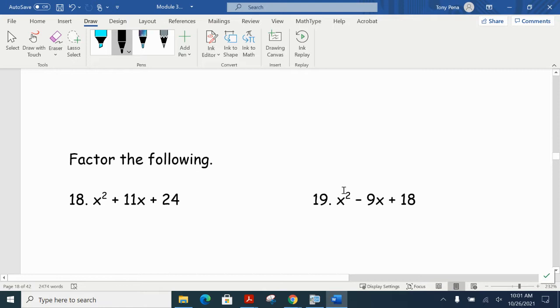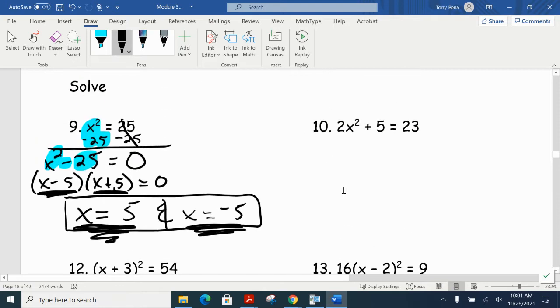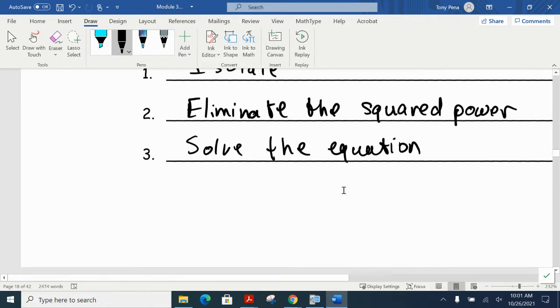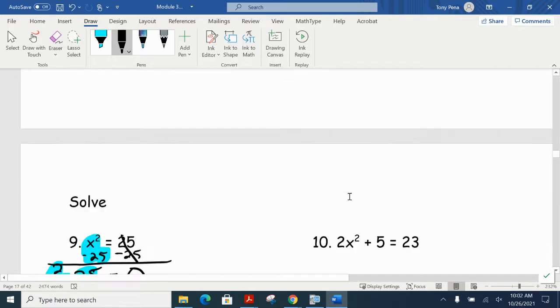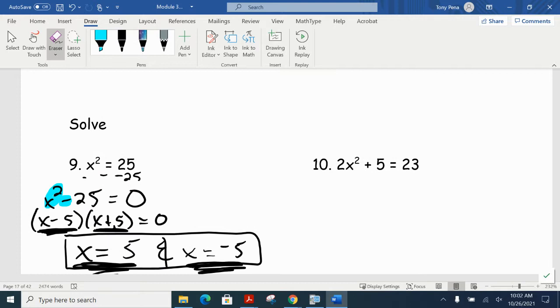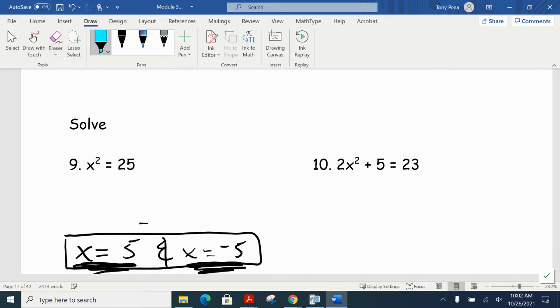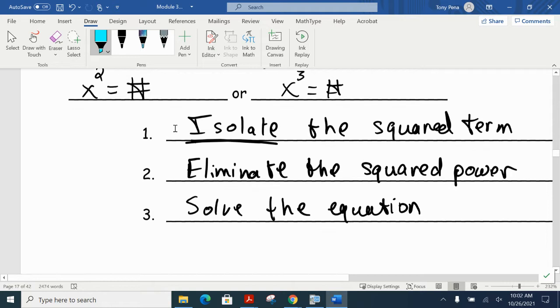Okay, so now go back to this number 9, because here's what our steps are telling us to do. It says to isolate the square term. In the first 3 that I just did with you, those are already isolated. So now let me erase the way that we did this before. Notice this square term is all by itself over here, which is good. The second step that I told you to do is eliminate the square term.